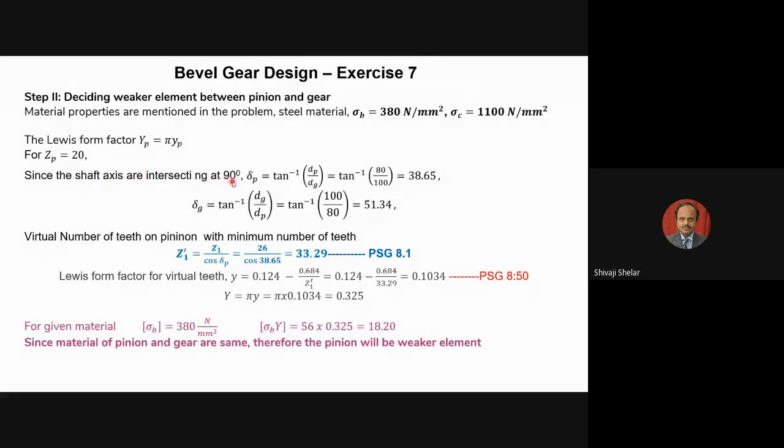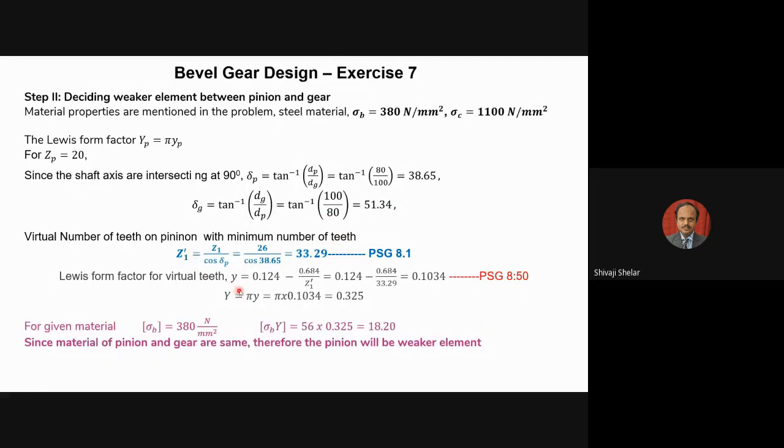We are considering the shafts intersecting at 90 degrees as given in the previous diagram. So you can calculate your cone angle here, the semi-cone angle for the pinion, based on the approximate diameter of pinion and gear. This comes out to be 38.65 degrees. And similarly, the complementary angle, because it is 90 degrees, the angle for the gear will be 90 minus this value, or you can directly do the calculation here. So it will be 51.34.